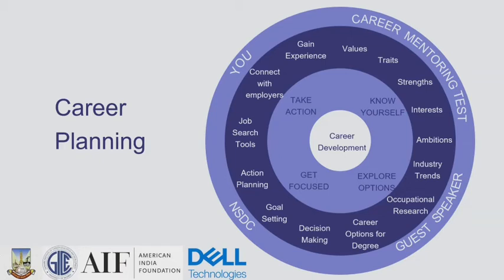Later on, third one is you get focused. So you start making decisions based on the options you have. You try and set a goal. You try and make an action plan for it. And lastly, you take action. You take action as in what? You search for jobs, you connect with companies, and you gain your experience. So these are the four main things based on your career planning, which are very important.